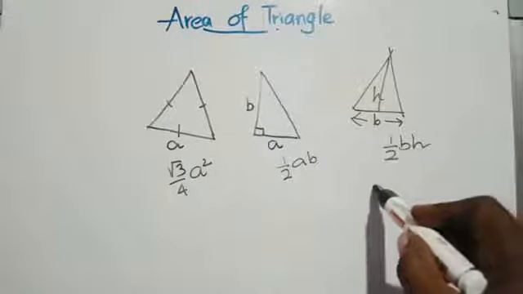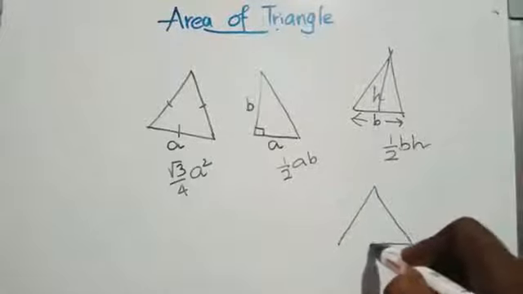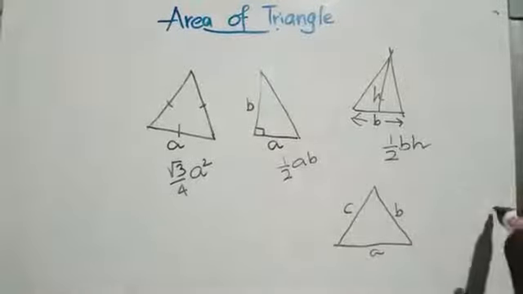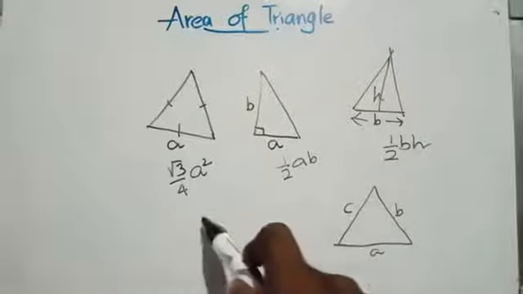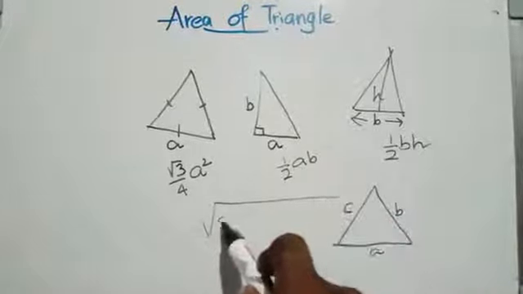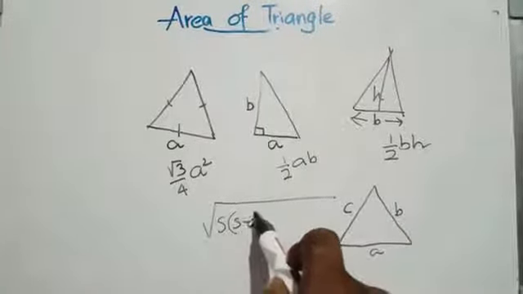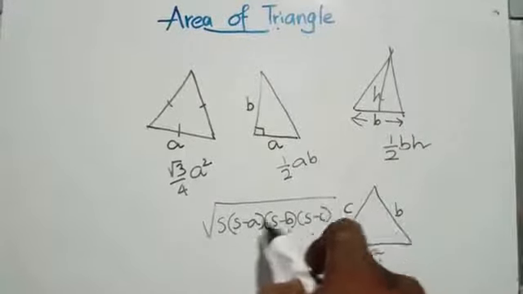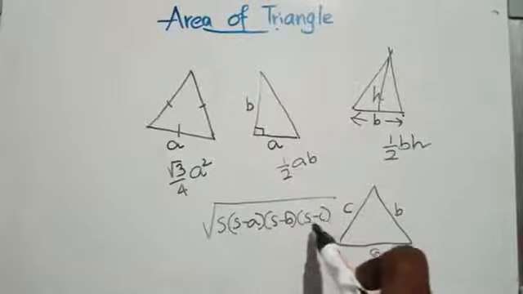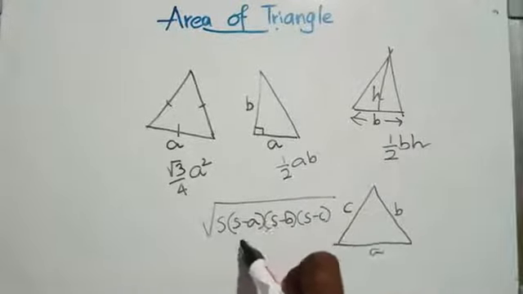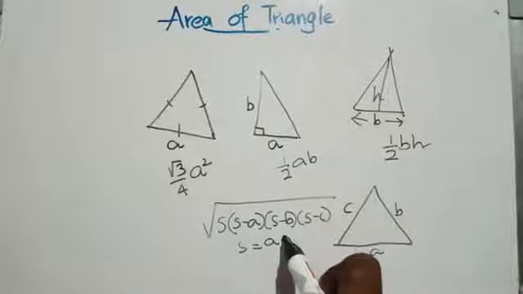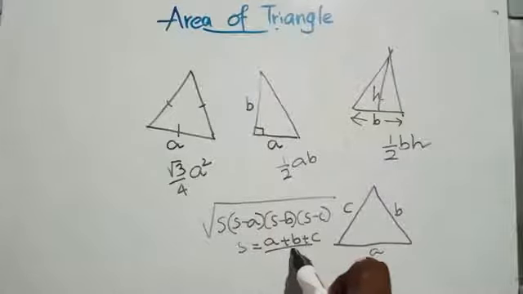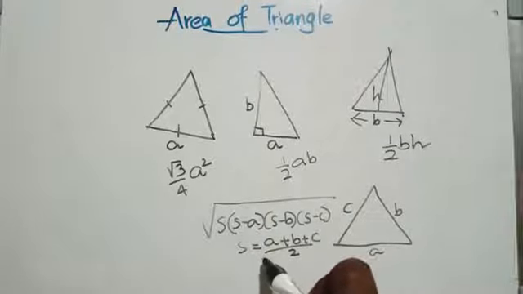If the triangle has the sides A, B and C, then the area is under the root S of S minus A of S minus B of S minus C, where A, B and C are sides and S is the semi-perimeter. You have learned this one in grade 9 as Heron's formula.